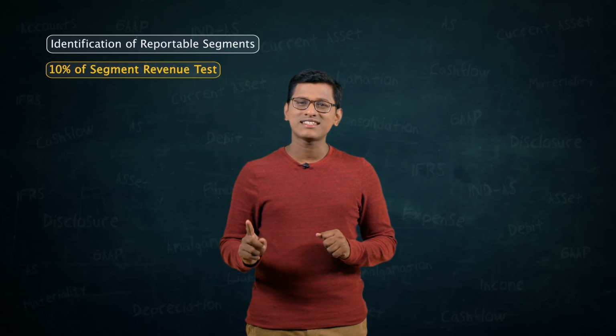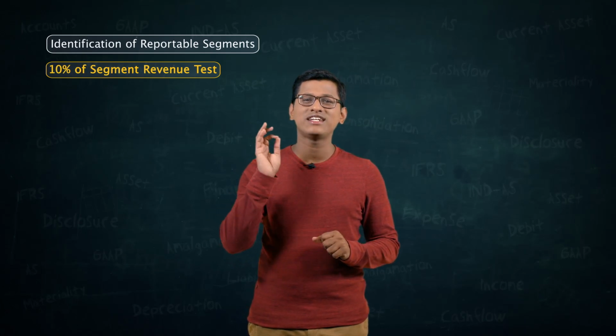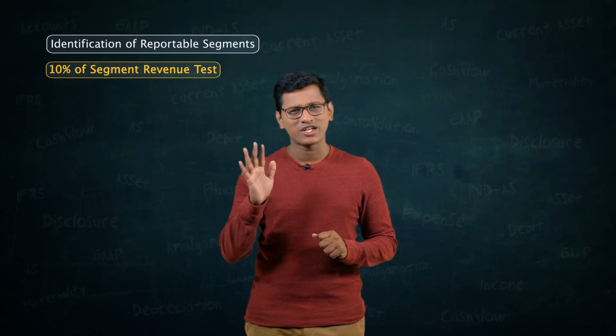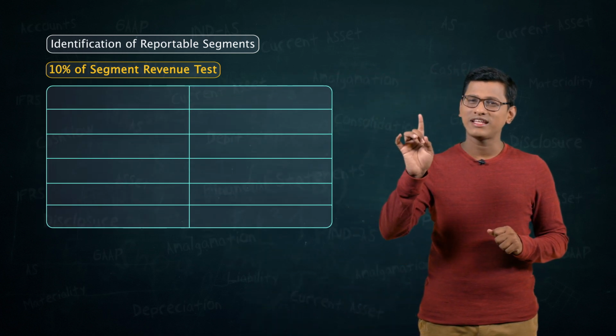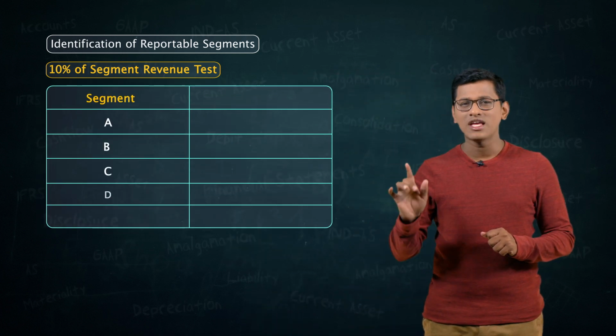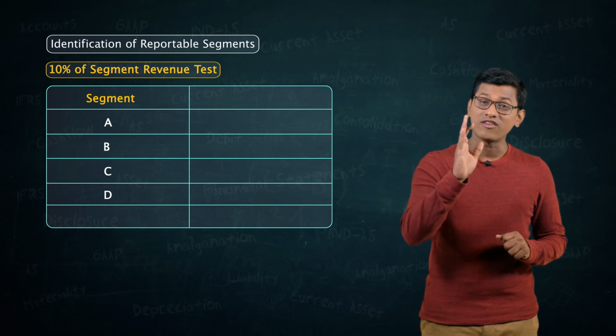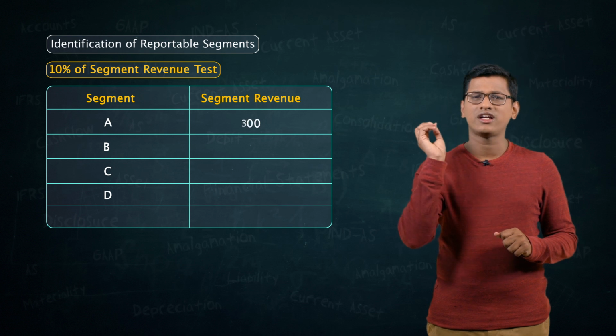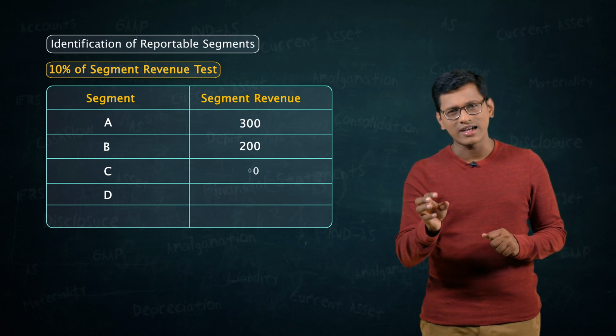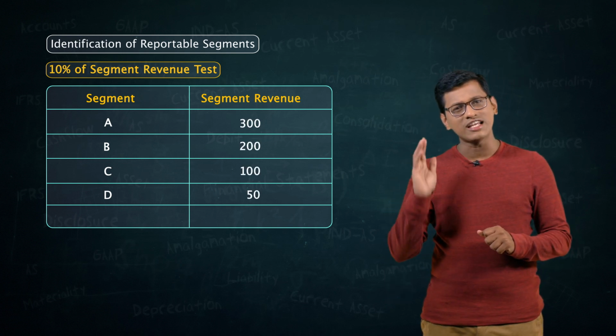The first test is called the 10% revenue test. What is the 10% revenue test? Imagine there are 4 segments, A, B, C, D, and each segment has revenue. Segment revenue I am talking about, say 300, 200, 100 and 50. Like this you have segment revenues.